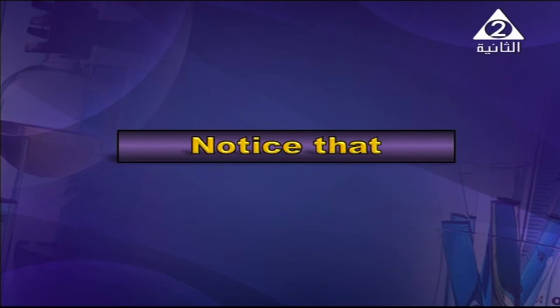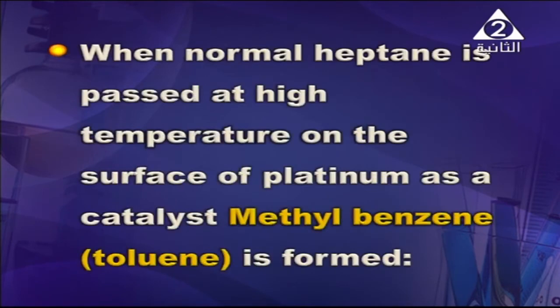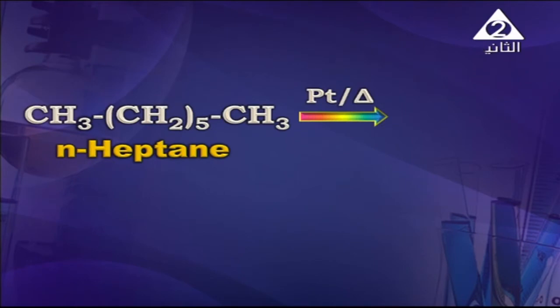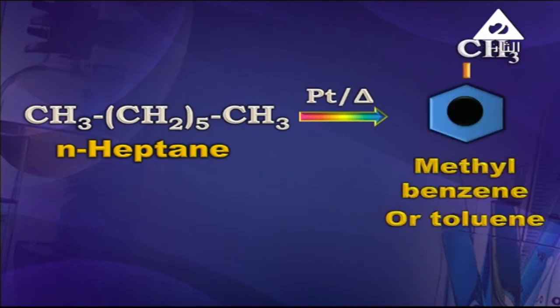My dear student, notice that when normal heptane is passed at high temperature on the surface of platinum as a catalyst, methyl benzene, which is called toluene, is formed. As shown on the screen, normal heptane in the presence of platinum and heat gives toluene or methyl benzene and releases 4H2.